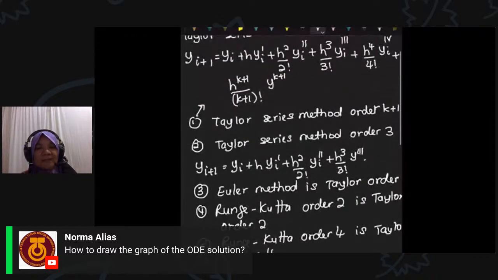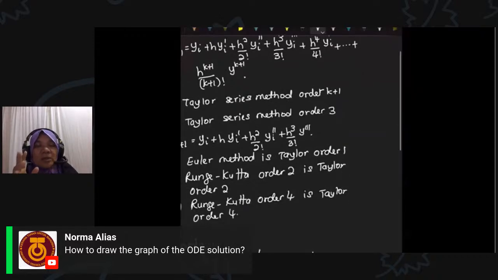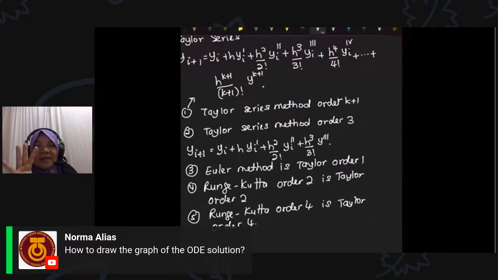For the Runge-Kutta, what you implement in Numerical 1 is a Taylor series of order 4. That's why you can solve ordinary differential equations using Runge-Kutta order 2 and Runge-Kutta order 4. You already solved the ordinary differential equations based on those methods: Taylor series, Euler, and Runge-Kutta order 2 and order 4. Based on Runge-Kutta order 4, you stop there. You are capable of solving ODEs using Taylor series up to order 4. This is the maximum order that you implement.